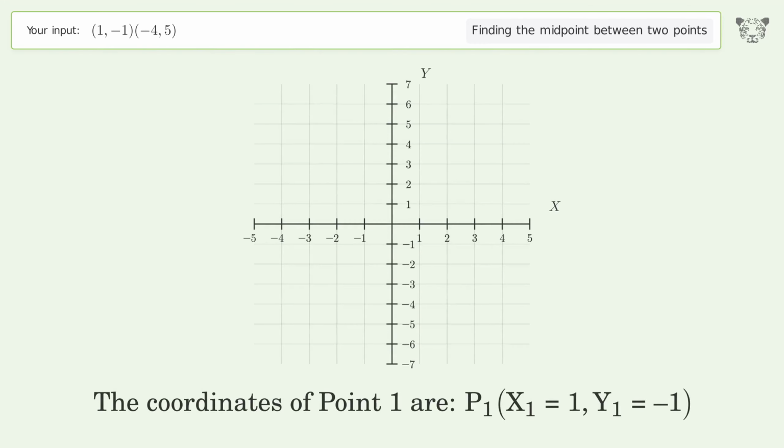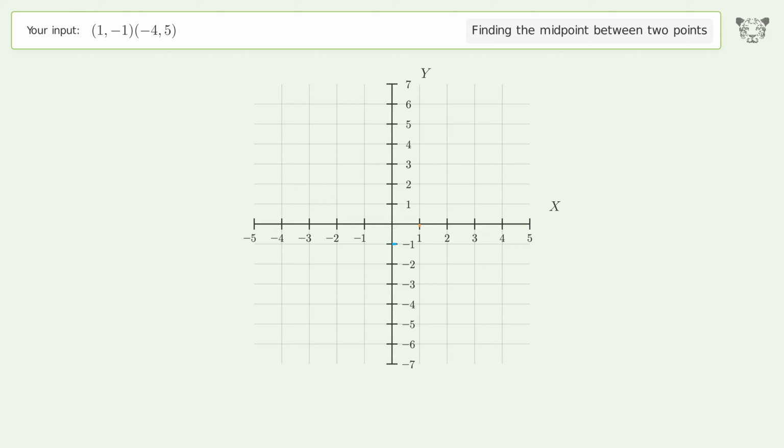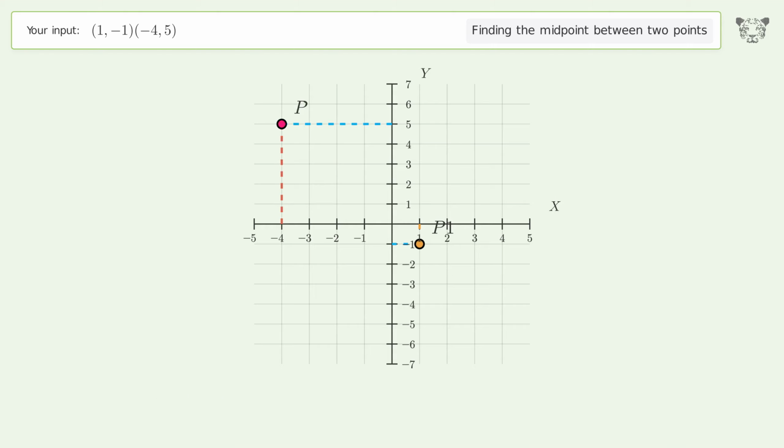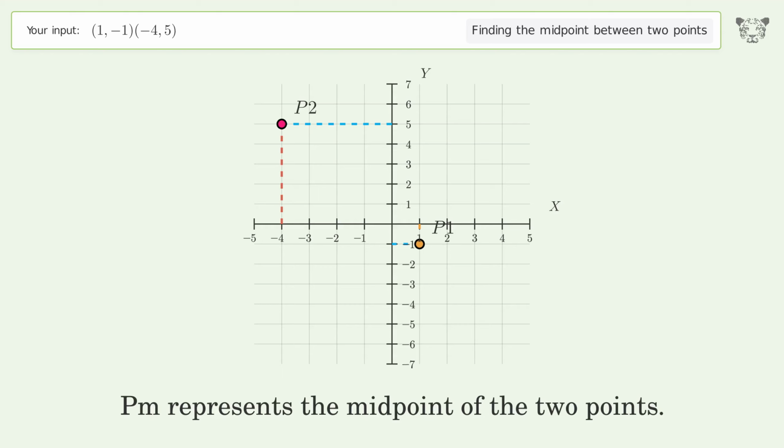The coordinates of point 1 are x1 equals 1, y1 equals negative 1. The coordinates of point 2 are x2 equals negative 4, y2 equals 5. PM represents the midpoint of the 2 points.